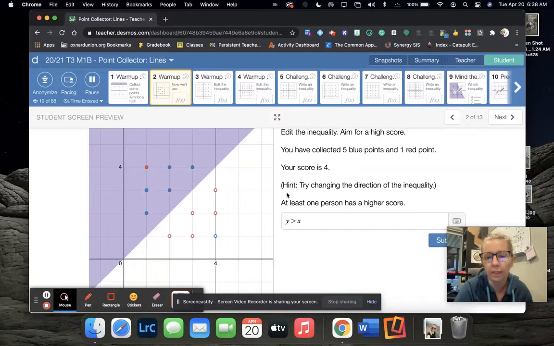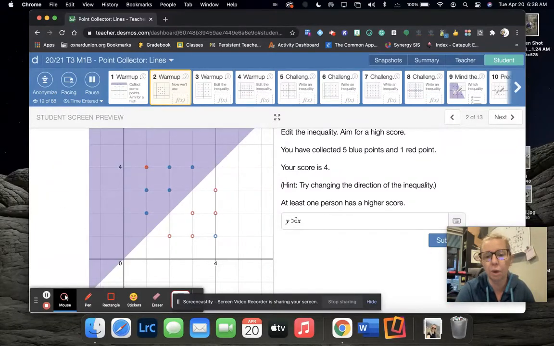Your goal is to get the highest score. See how one person has a higher score than me? Someone did something super fancy and either collected this blue dot or somehow got rid of that red dot. You don't need to get the fanciest, highest score. You just need to practice writing the equations of lines that are inequalities. So again, using the symbols.